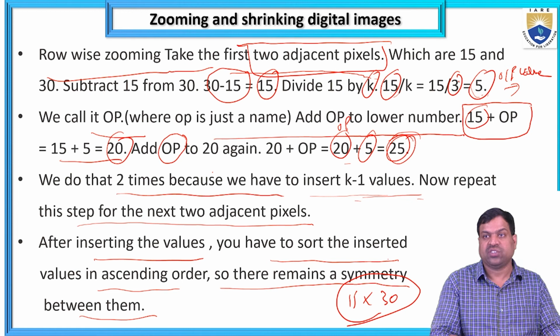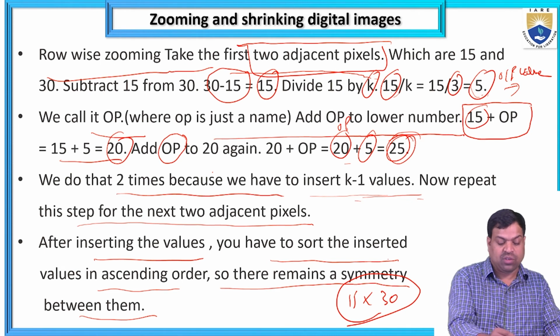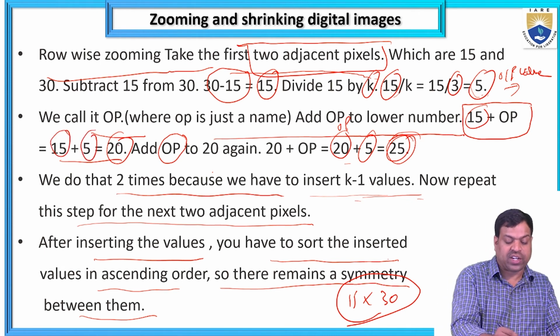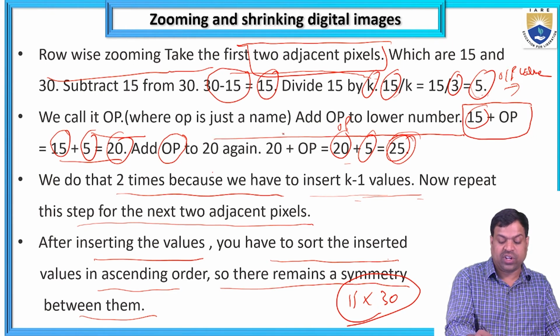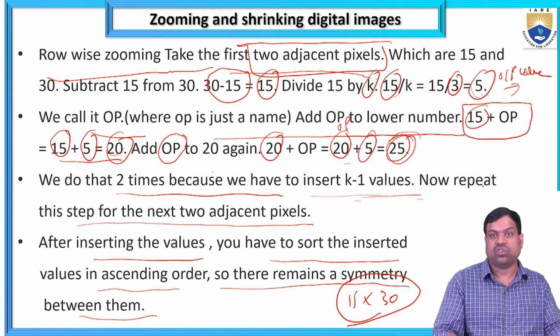So 15 by 3 is equal to 5. So 15 output value equal to 15. The factor is 5, 20. Add OP to 20. So what is our OP value here? 20. Already we are getting the value as 20. So 20 plus 5 equal to 25.